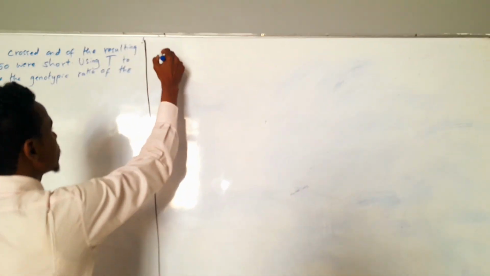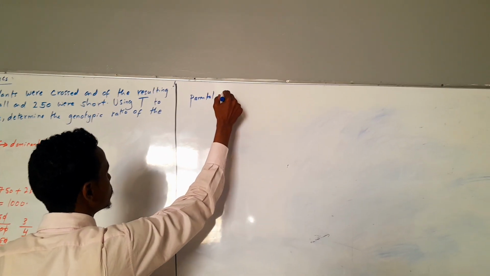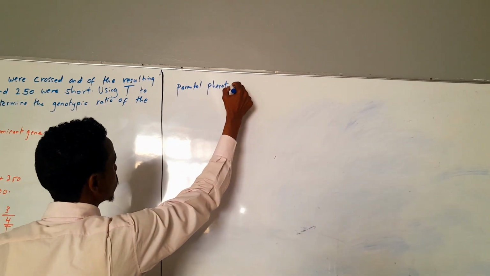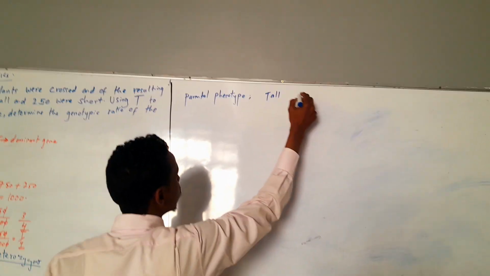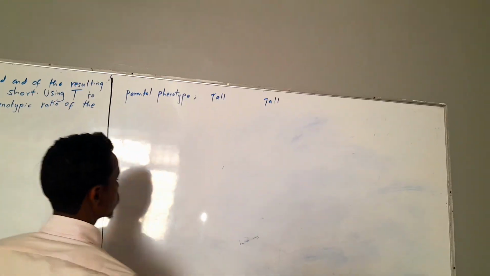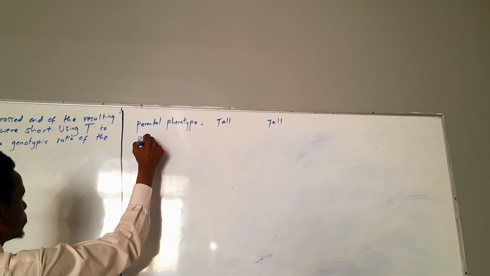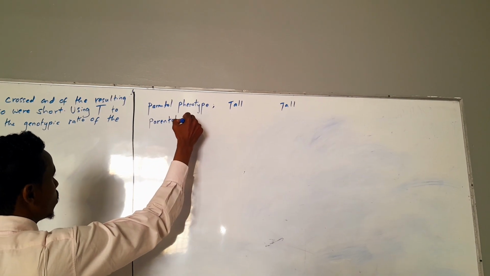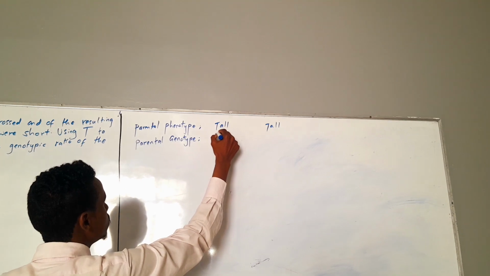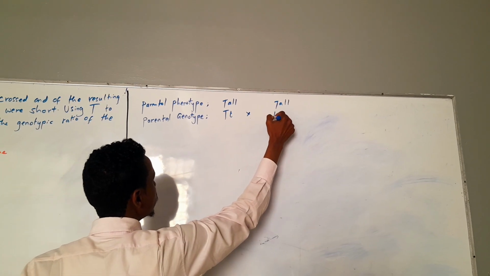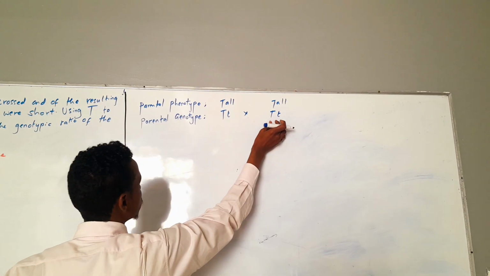First, the parental phenotype. Both parents are tall. But what differs is the genotype. The parental genotype will be Tt multiplied by Tt. This is heterozygous for tallness.